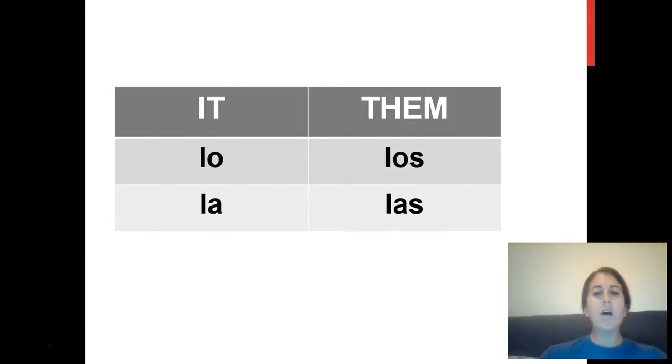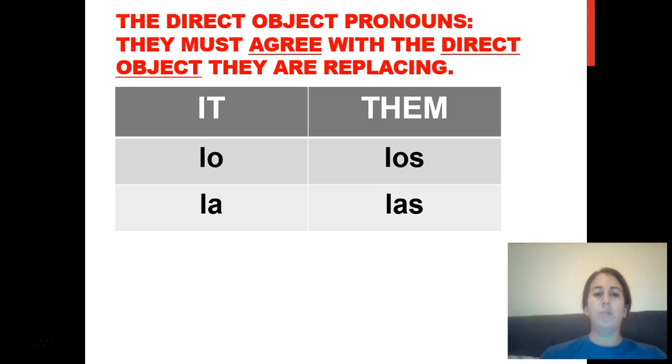All right, here are our direct object pronouns in Spanish. Okay. Notice they must agree with the direct object they are replacing. Masculine, feminine, singular, plural. Again, nothing new that we haven't seen so far. So if it's masculine singular, lo. If it's masculine plural, los. Feminine singular, la. Feminine plural, las.